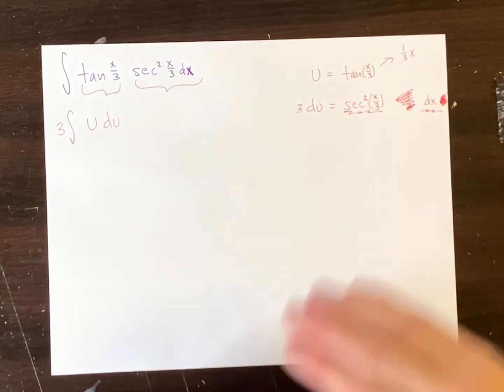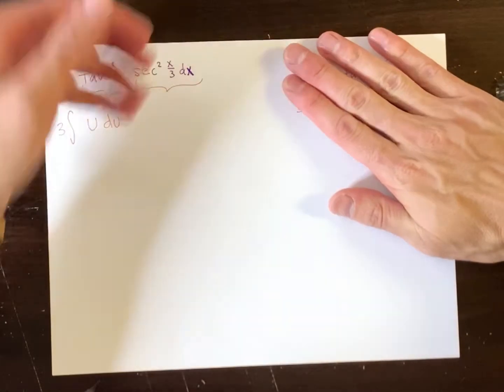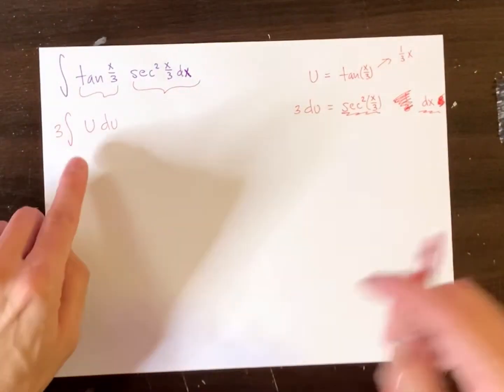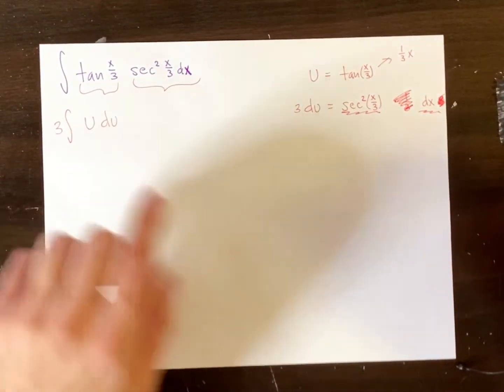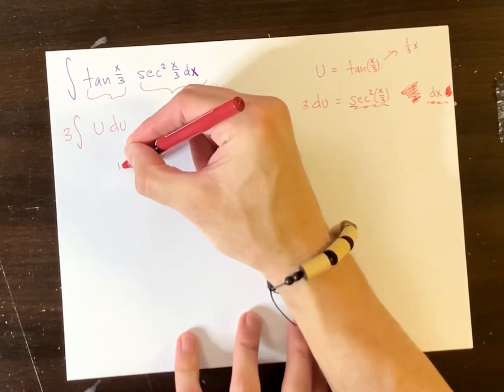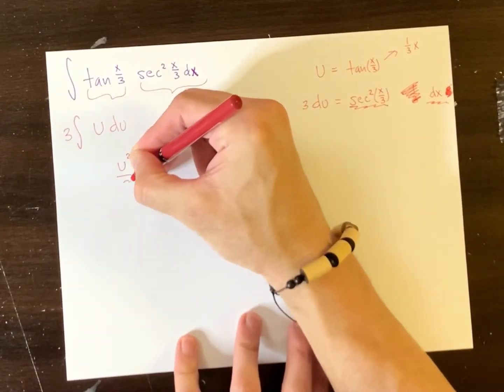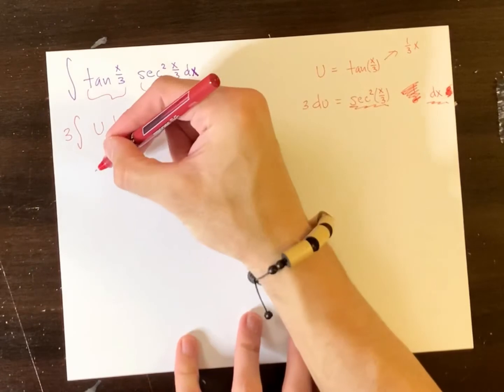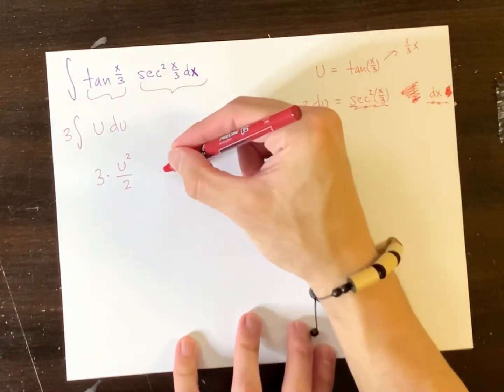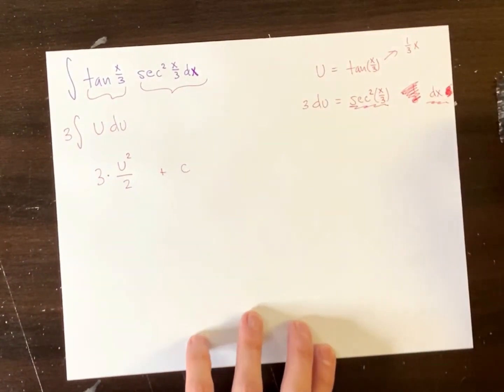So now I want you to forget this and to forget that. Just look at this here. What is the antiderivative of u? Well, that's just going to be u squared over 2. And then of course keep the 3, multiplication, and don't forget your plus c. So we are essentially done.